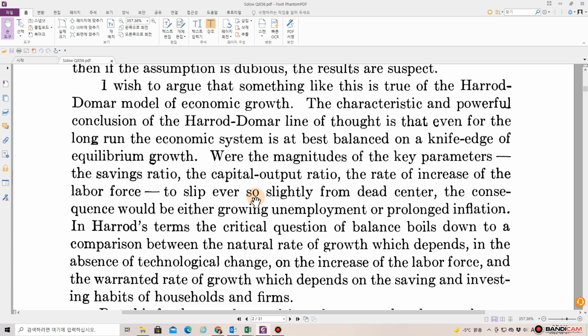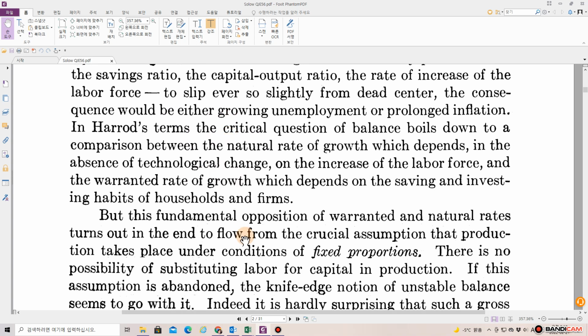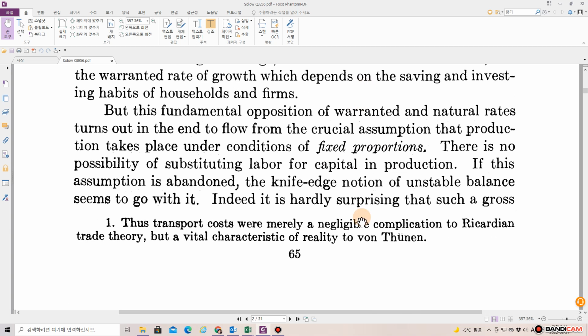Were the magnitudes of the key parameters, the savings ratio, the capital-output ratio, the rate of increase of the labor force, to slip ever so slightly from dead center, the consequence would be either growing unemployment or prolonged inflation. In Harrod's terms, the critical question of balance boils down to a comparison between the natural rate of growth, which depends, in the absence of technological change, on the increase of the labor force, and the warranted rate of growth, which depends on the saving and investing habits of households and firms.